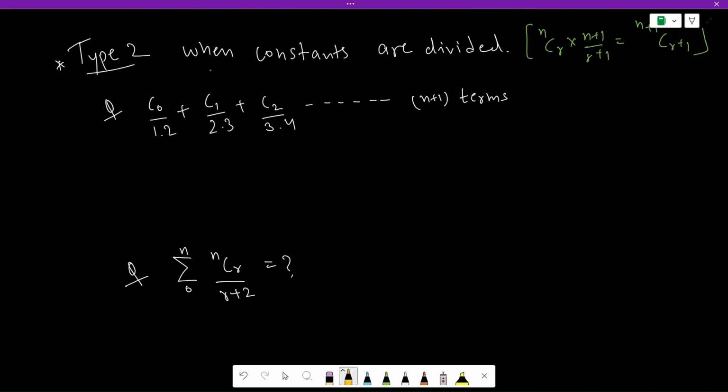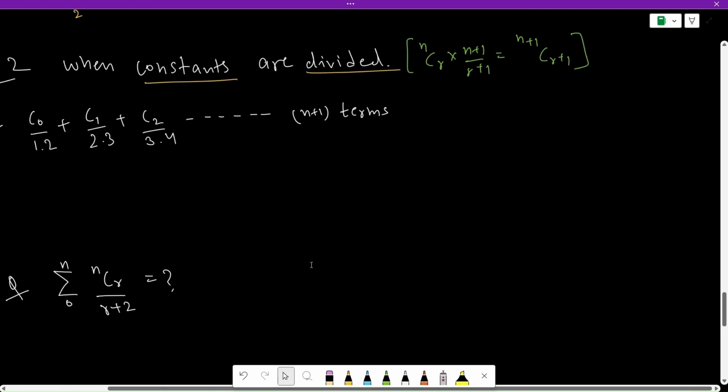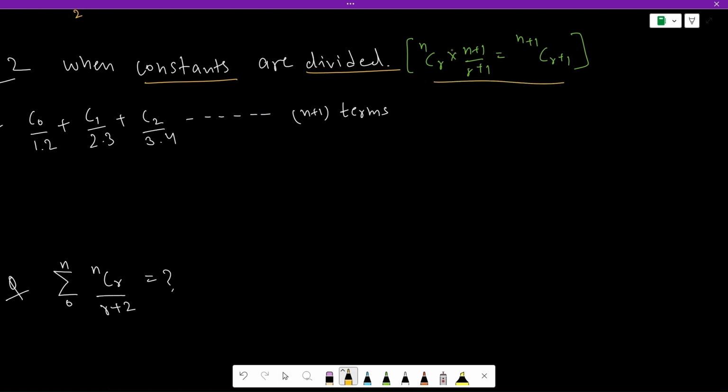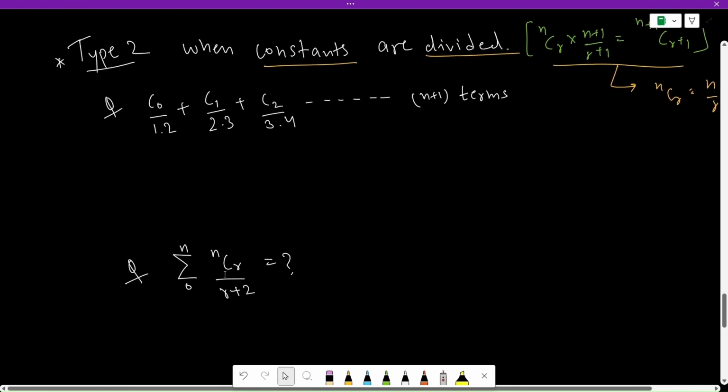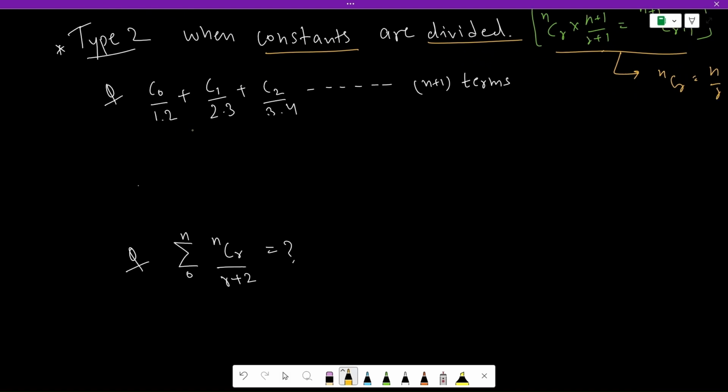So these are the type of questions where some constants are divided, and to solve such questions we need to use this property, which we have seen earlier: nCr equals n by r into n minus 1 C r minus 1. Just we have changed the left hand side to right hand side. So this is the first question, and firstly we need to write its general term. So that will be nCr by (r plus 1) into (r plus 2) and a summation from r equal to 0 to n.